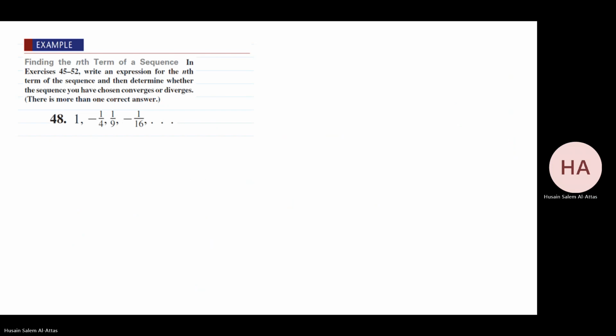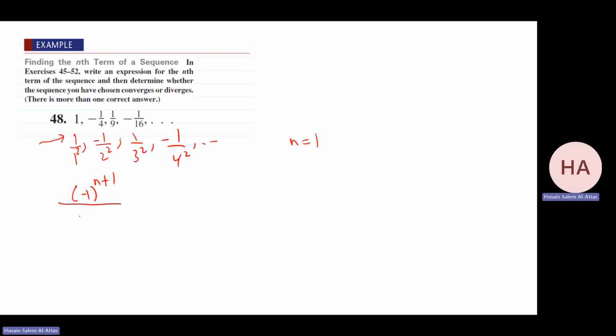So here, if you think about it, it's 1, then minus 1 over 2 squared. So I can think of this as 1 squared, then 1 over 3 squared, minus 1 over 4 squared, and so on. So it's very clear for me. Starting from n equal 1, I have the even places and the odd places, I have plus. So it will be minus 1 to the power n plus 1, over n squared. That will be my a_n.